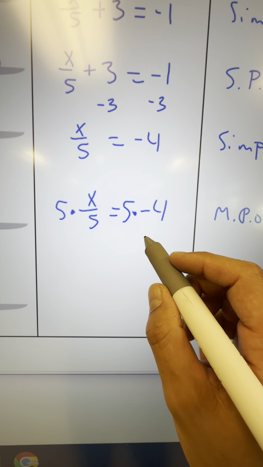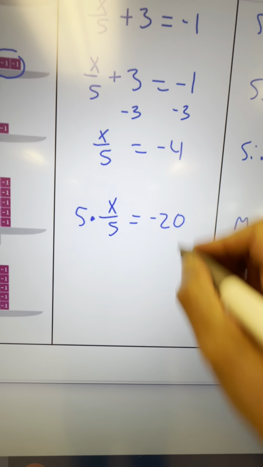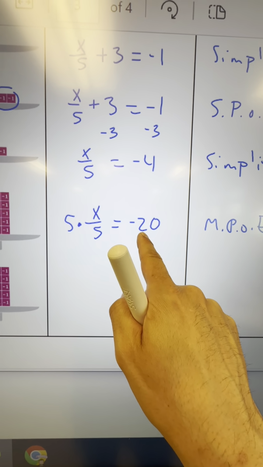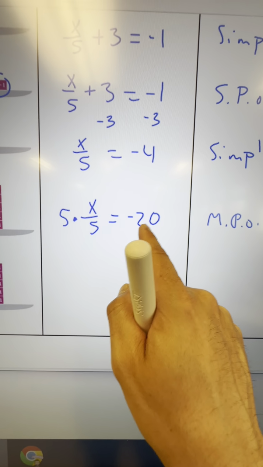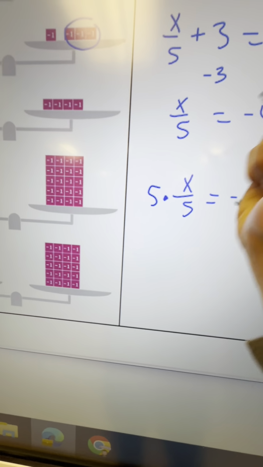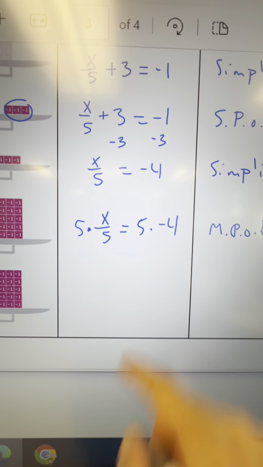The mistake that I saw most common is that they just put down 5 times that, which is negative 20. But remember, we're basically not showing algebraically what was multiplied to both sides. So you don't want to put the answer yet. You want to just put down what was multiplied to both sides. So in this case, it was 5 times the negative 4.